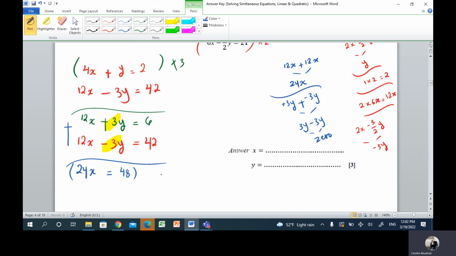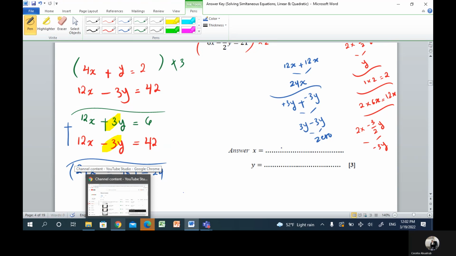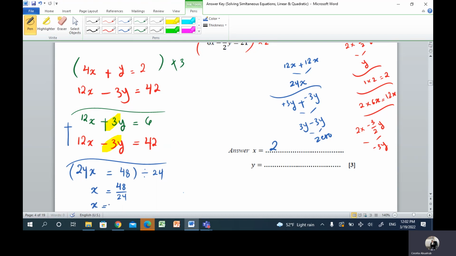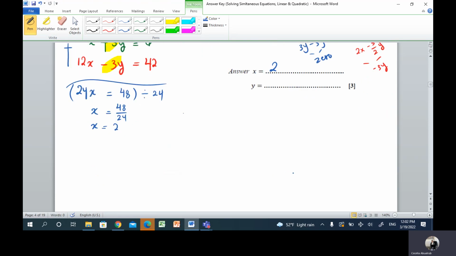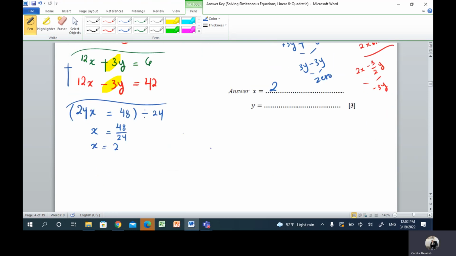So 6 plus 42, the answer will be 48. Solve for x by applying opposite operations. So divide by 24. So x is equal to 48 divided by 24. And the answer will be x is equal to 2. Once we find x, we can substitute the value of x in any of the two equations in order to find y.